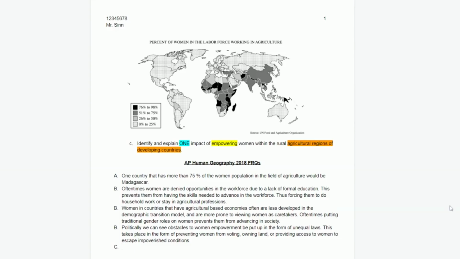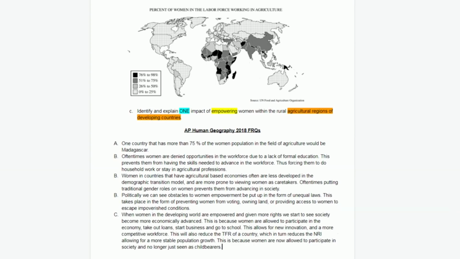So when I was thinking about this prompt, one of the things here that I talked about was this. When women in the developing world are empowered and given more rights, we start to see society become more economically advanced. This is because women are allowed to participate in the economy, take out loans, start businesses, and go to school. This allows for new innovation and a more competitive workforce. This will also reduce the TFR of a country, which in turn reduces the NIR, allowing for a more stable population growth. This is because women are now allowed to participate in society and no longer just seen as child bearers. So this is important to understand.